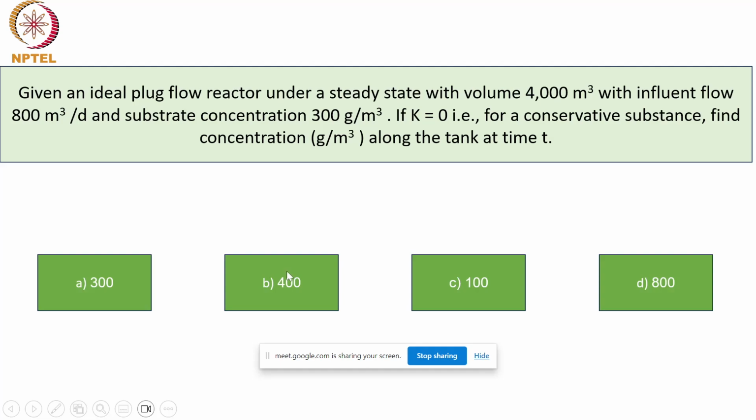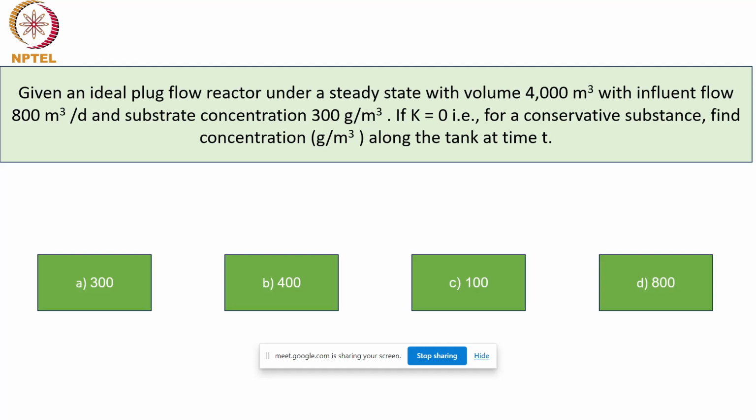Given an ideal plug flow reactor under a steady state with volume given as 4000 meter cube, with influent flow as 800 meter cube per day and substrate concentration as 300 gram per meter cube. If K equal to 0, that is for a conservative substance, find the concentration along the tank at the time T.